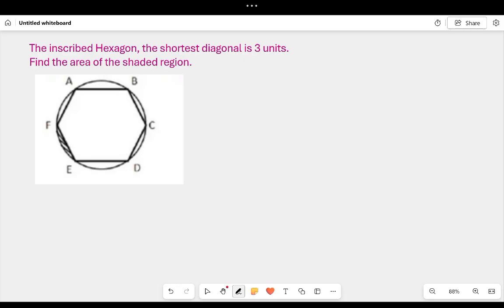So if I draw the line EB like that, definitely that one does not look like the shortest diagonal. But line EB is very important because it passes through the center of the circle. And if I draw line EA like that, that is shorter than EB. And the other way that I can draw another line, it's line EC.